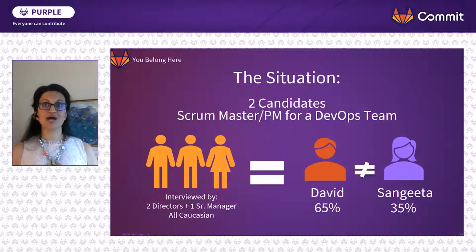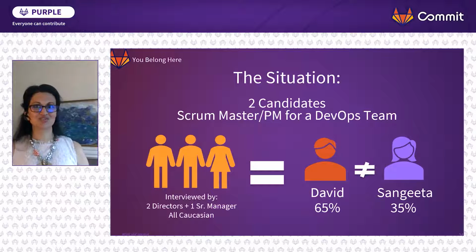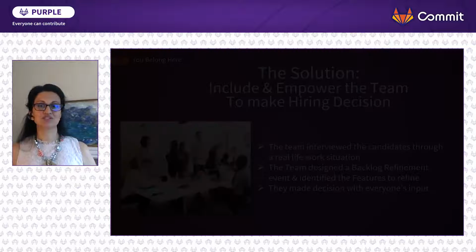The manager had a clear preference for David. When asked, they said that they liked him by roughly 65% and Sangeeta by 35%. So they asked me to interview both candidates to run the final interviews. And that's because at that time I was overseeing our Scrum Masters training and development.